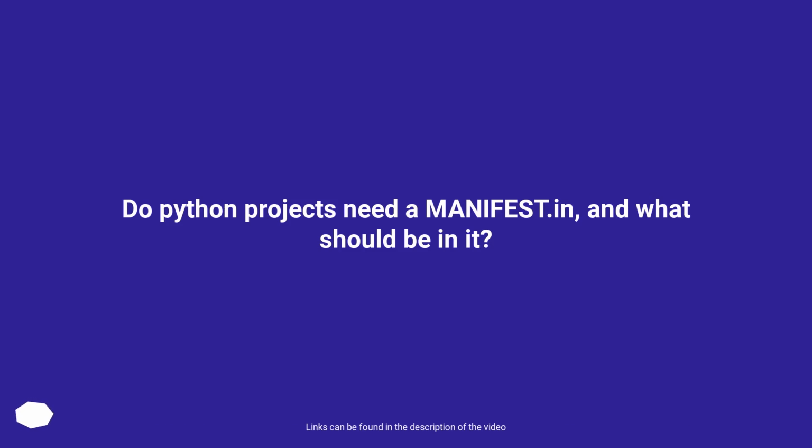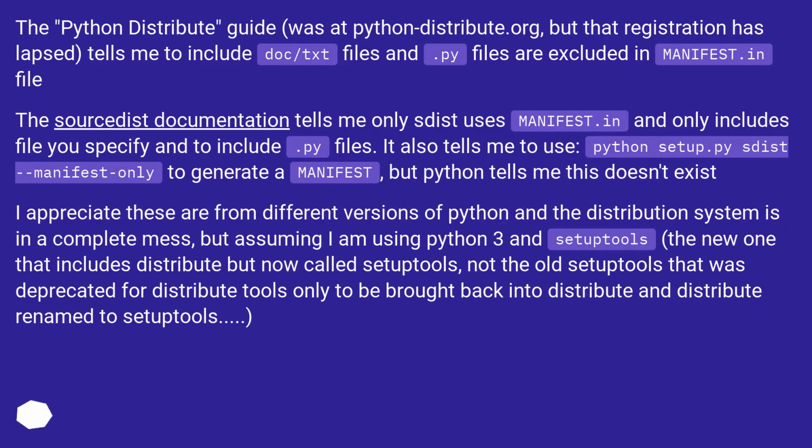Do Python projects need a manifest.in, and what should be in it? The Python Distribute Guide was at pythondistribute.org, but that registration has lapsed. It tells me to include doc/text files and that .py files are excluded in the manifest.in file. The sdist documentation tells me only sdist uses manifest.in, and it only includes files you specify, and to include .py files.